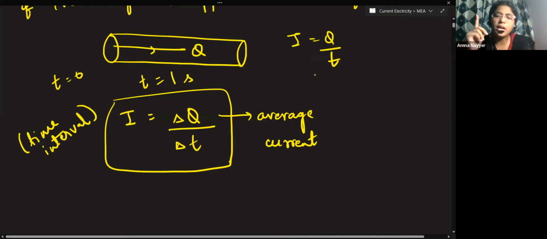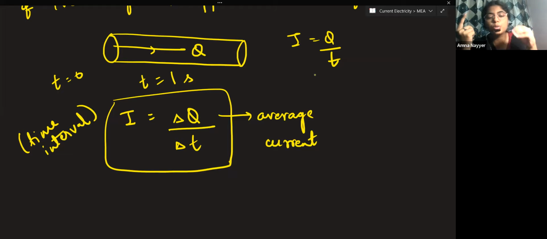If you have average time given and you want to calculate the average current, use this formula: I is equal to delta Q divided by delta T. What if I am asking you to calculate the current at t is equal to 3 seconds? Or what if I'm asking you to calculate the current at 3.0008 seconds? Some specific time I have mentioned.